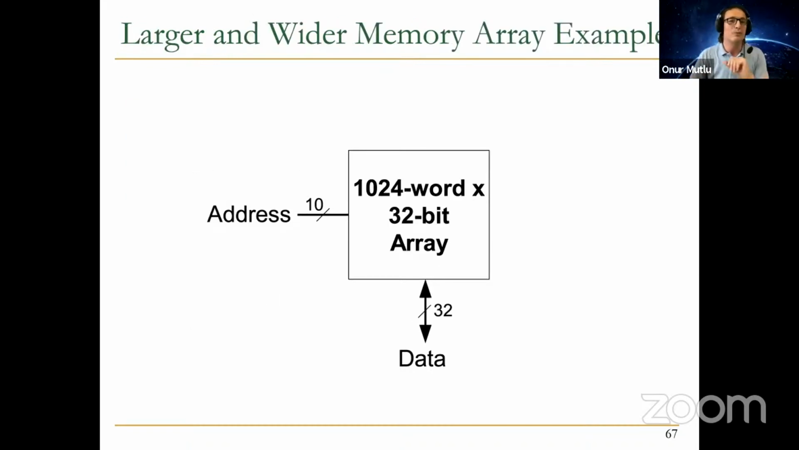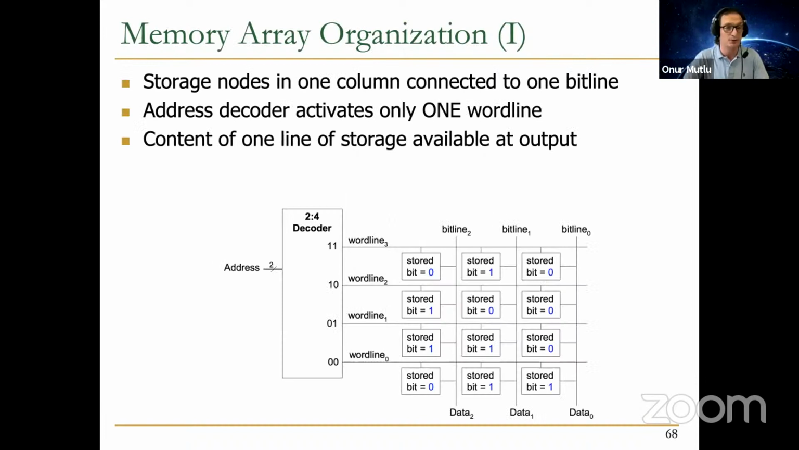Okay, this is a larger and wider memory array. You can see that this is 1024 words and 32 bits. And you can clearly make this bigger and bigger. You can make it 1024 by 1024, etc. And you can increase the size. I'm going to give you the sizes from modern DRAM chips soon.